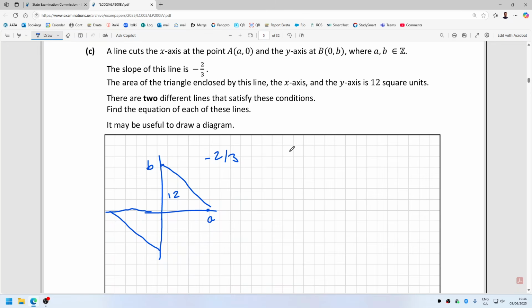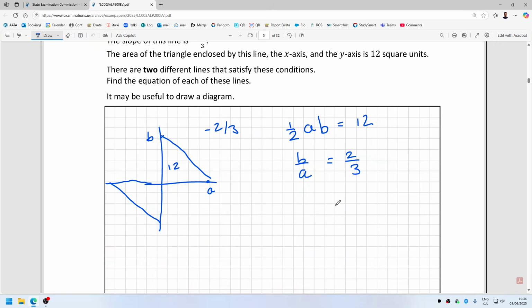So anyways, a half the base times the height is 12, and b over a, well, I won't factor in the sign, just 2 over 3. I guess technically it's minus b over a equals minus 2 over 3, but I think I can just do it this way.